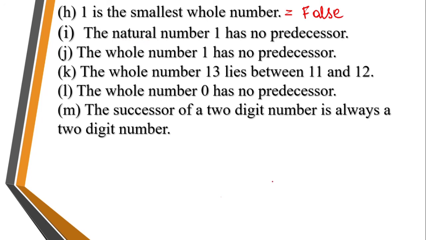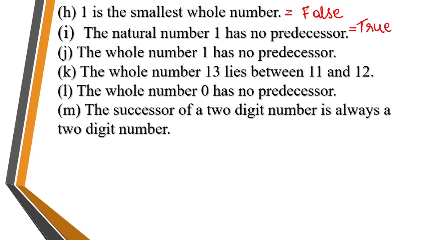Now, if we consider 1 as a whole number, it has a predecessor which is 0, and it is a whole number. So, 1 is a whole number, 0 is a whole number. But if we consider natural numbers, they start from 1 only, right? So it has a predecessor which is 0, but 0 is a whole number, not a natural number. So, this statement is true. The natural number 1 has no predecessor. If we consider it as a whole number, it has a predecessor, which is 0. So the statement is true.